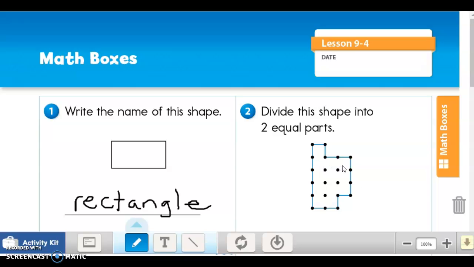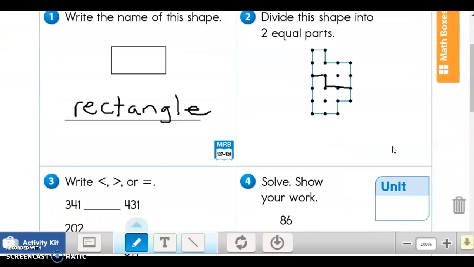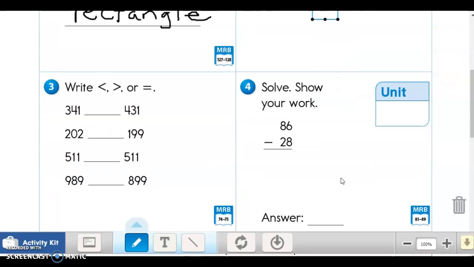1, 2, 3, 4, 5, 6. So if I divide right here, 1, 2, 3, 4, 5, 6, I think we will have it. Let's double check ourselves. The bottom 1, 2, 3, 4, 5, 6. The top 1, 2, 3, 4, 5, 6. Yep, we got it. We divided that into 2 equal parts, or we divided it into half.